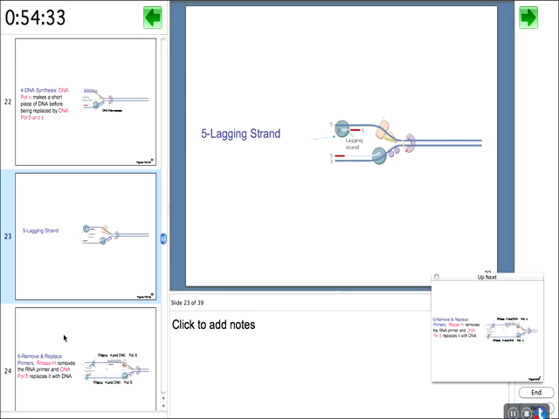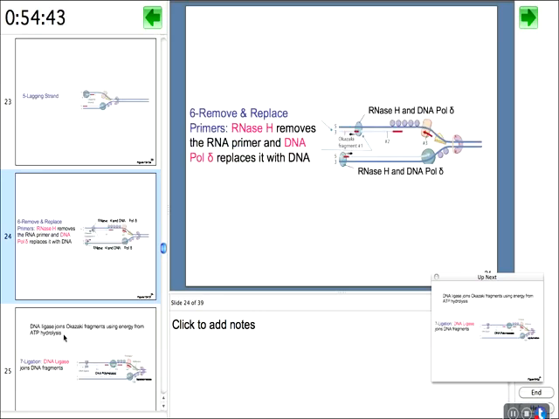All right, so lagging strand, you have multiple primers. DNA pol alpha starts after each primer. Delta and epsilon takes over after each primer.